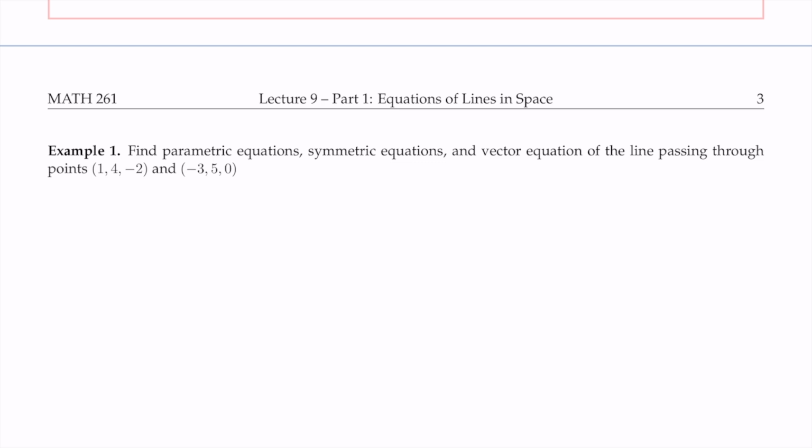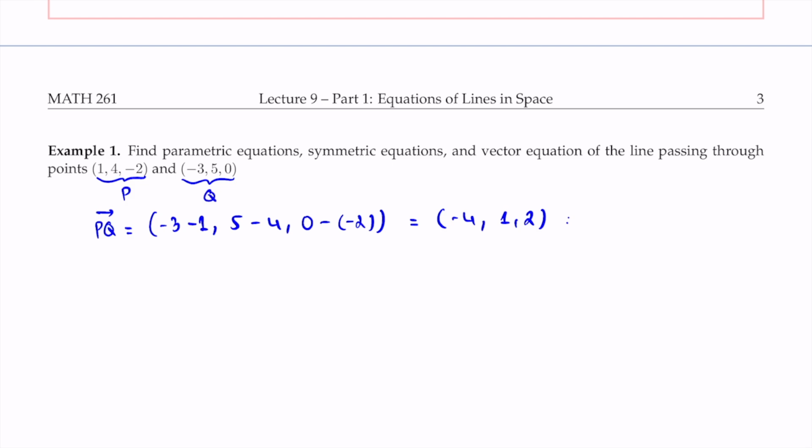When you have two points on the line, you can find a vector given the initial point and the terminal point, and that vector is considered to be the direction vector. I'm going to call this point P and this point Q, and I can form the vector PQ: -3 minus 1, 5 minus 4, 0 minus -2, and I get (-4, 1, 2). Again, this is the direction vector. Let this equal V.